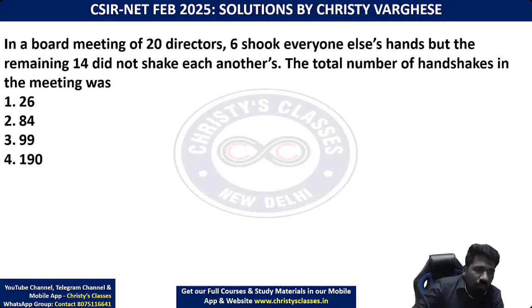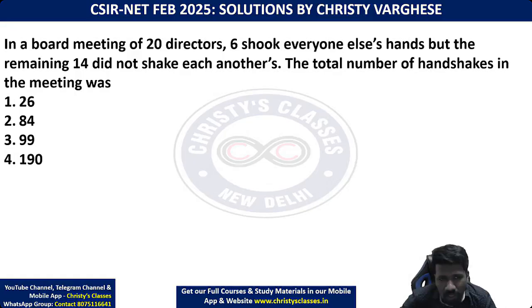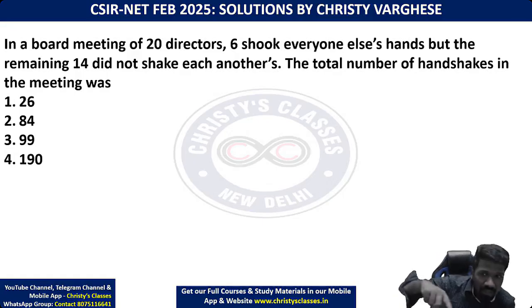So I'll explain. In a board meeting of 20 directors, 6 shook everyone else's hand. That means 6 shook all the remaining 19 people's hands. That's the meaning. But the remaining 14 did not shake each other's. Each other's means they didn't shake hands with the remaining 13 people.